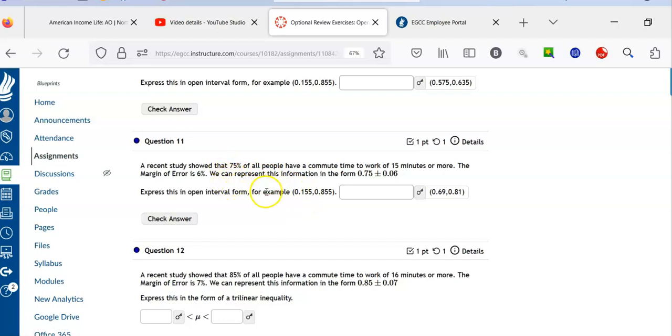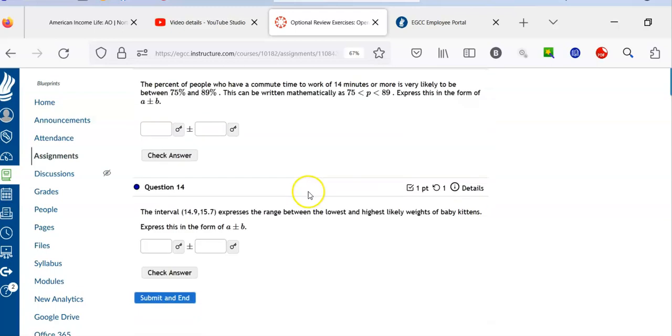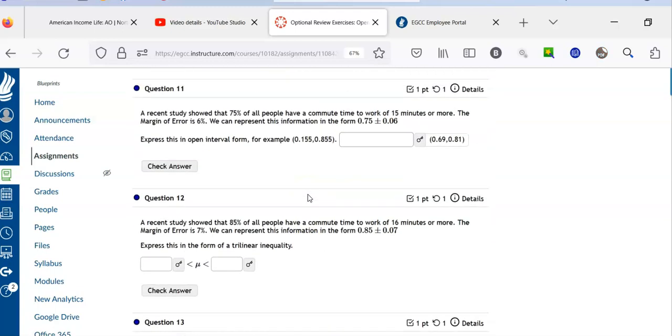Now 75. Convert from percentage to decimal. 75% is 0.75. 0.75 plus the margin of error of 0.06 is 0.81. And 0.75 minus the margin of error of 0.06 is 0.69. So they give you the information in percentage, but they ask you for the answer in a decimal. Make sure you're aware of that.